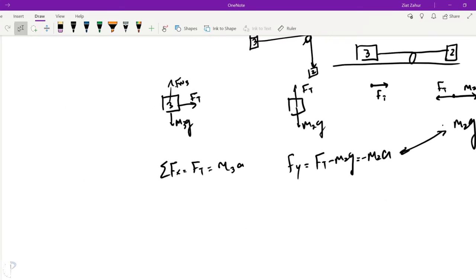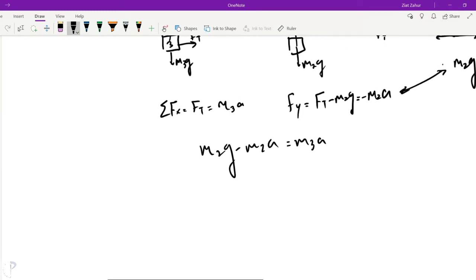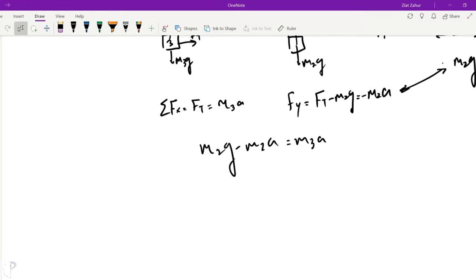All right, so we have M2G minus M2A equals M3A, and then isolate and solve, or just sigma F over sigma M. Acceleration is equal to the net force on the system, which is M2G, divided by the sum of the masses.